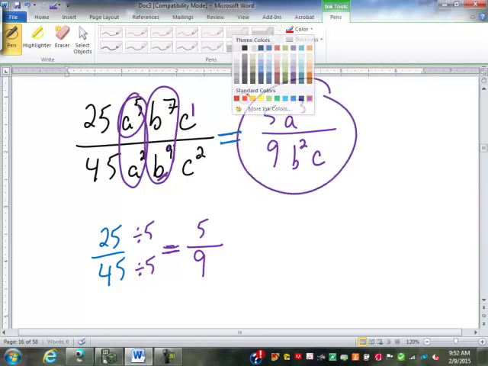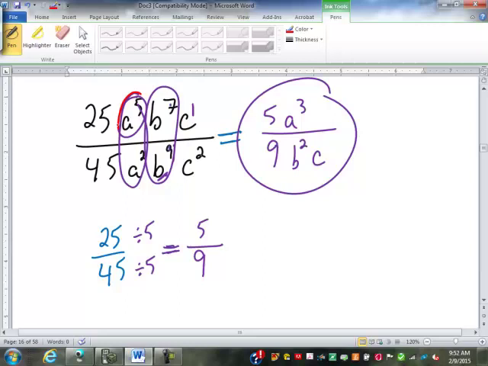How do you know where it goes, on top or bottom? The bigger power here is the 5, which is bigger than the 2, so the bigger power is on top, so A goes on top. Here, the bigger power is the 9, so that's on the bottom, so the B goes on bottom. Here you've got a power of 1 and a power of 2. The 2 is the bigger one, so the C goes on bottom.